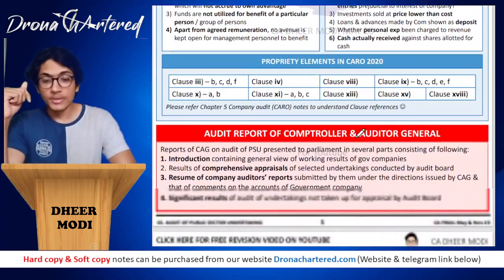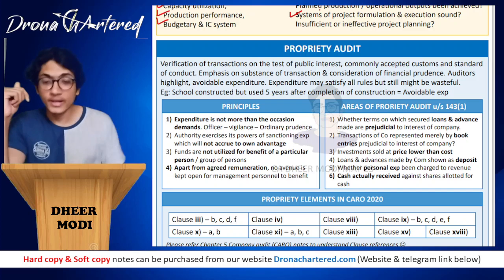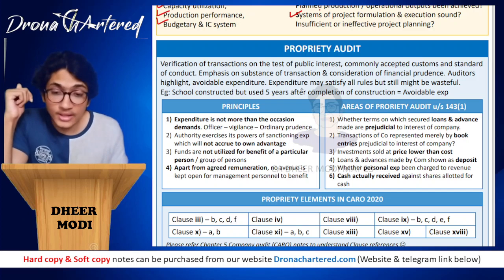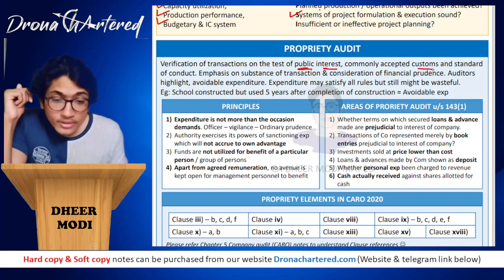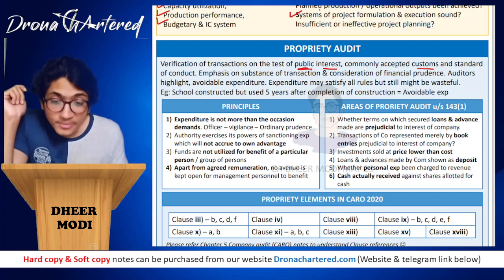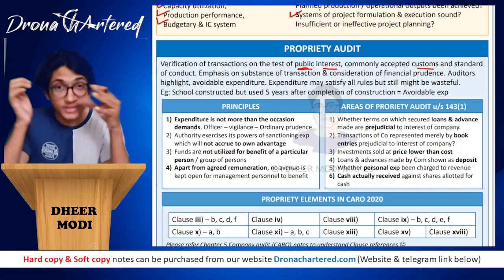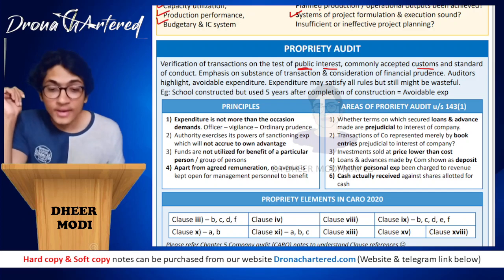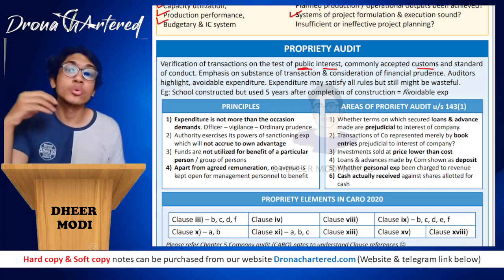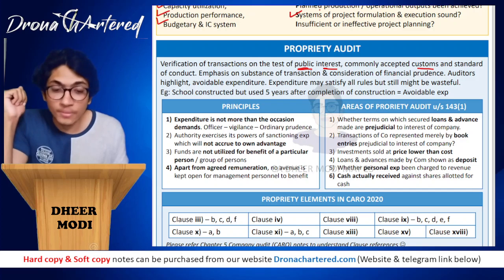Okay. Now coming to the last part of the chapter, that is your propriety audit. Propriety audit is the verification of transactions on the test of public interest, commonly accepted customs and standards of conduct. Emphasis is on substance of transaction and consideration of financial prudence. So where will the emphasis be? It will be on the substance of transaction, that means on the base transaction itself, and consideration of financial prudence. That means whatever expense we have incurred, is it prudent or not? Is it rational or not?